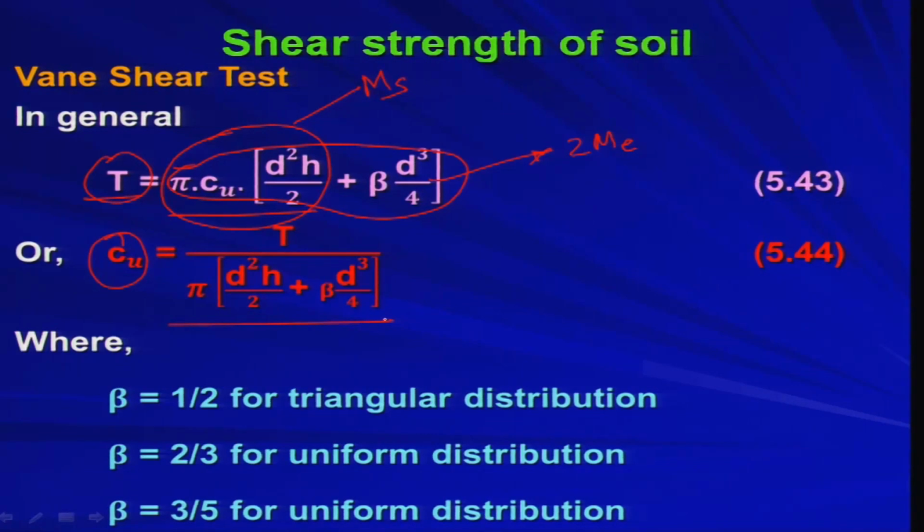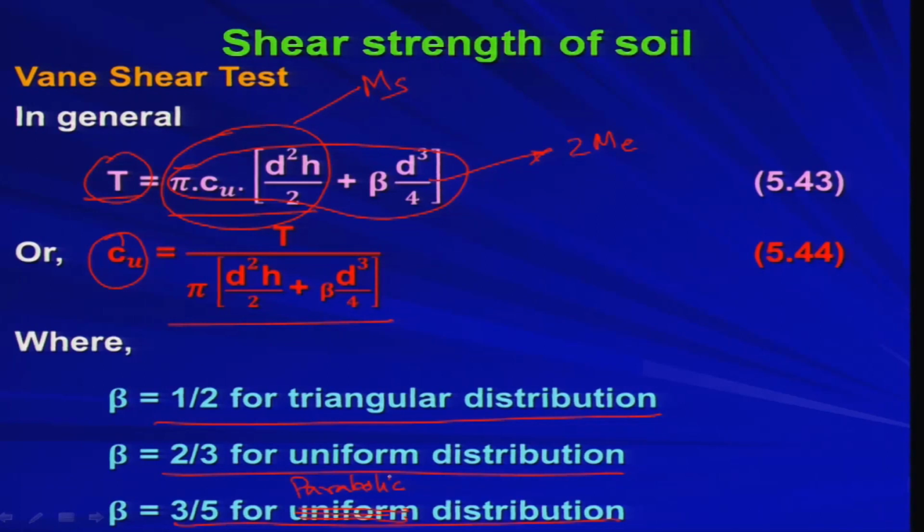Now, what is beta? Beta is half for triangular distribution, beta is 2/3 for uniform distribution, and beta is 3 by 5 for parabolic distribution. So, this will be parabolic, please correct it. So, parabolic distribution. Now you have got an idea, right.